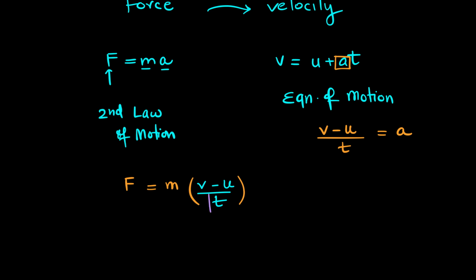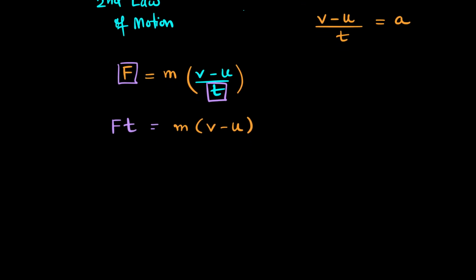Let's cross multiply. Let's take t to the other side and multiply it with F. So Ft = m multiplied by (v - u). If I expand on the right hand side, this becomes mv - mu. And on the left hand side, we have Ft.